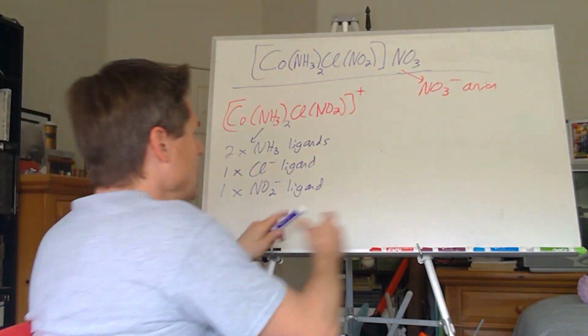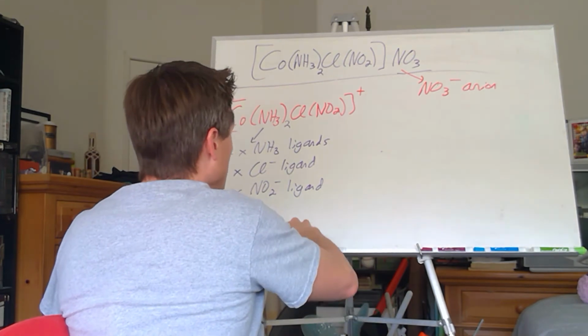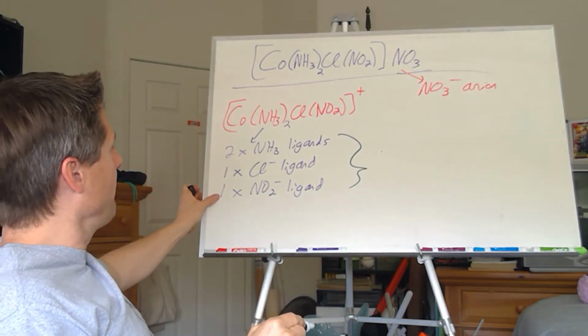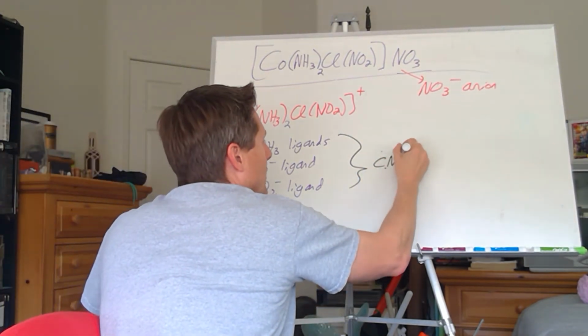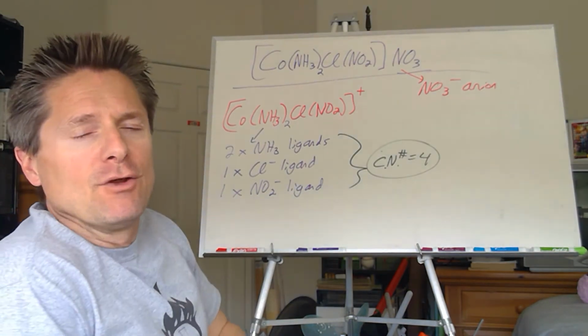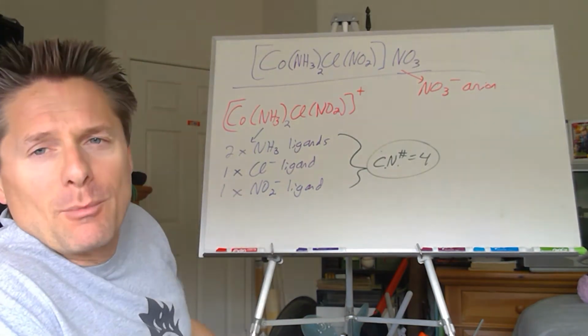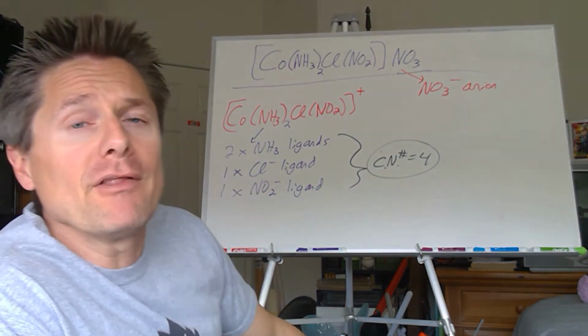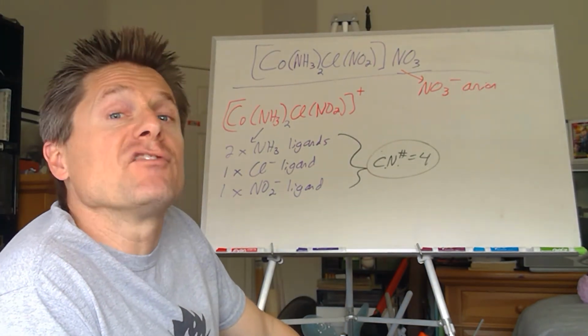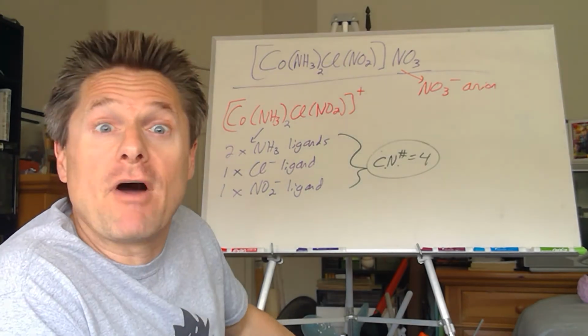Since they're all monodentate, what would our coordination number be? So we have 1, 2, 3, 4. So we have a coordination number also of 4. You'll very commonly see that the coordination number is just double the charge on the metal. Not all the time. Maybe 70, 75% of the time, the coordination number would be twice the charge, but don't bet your life on it.